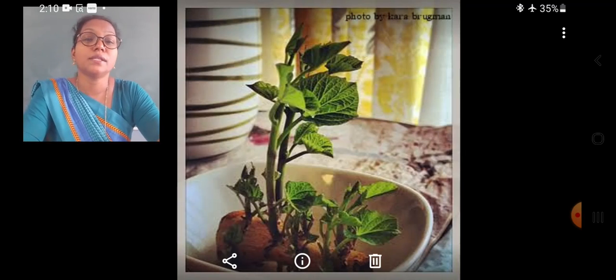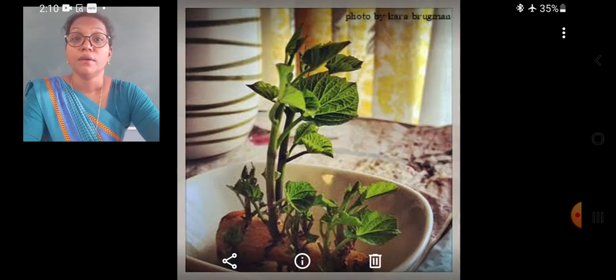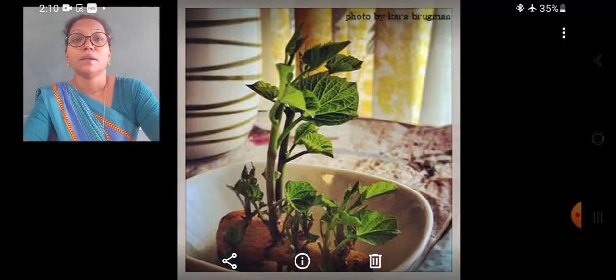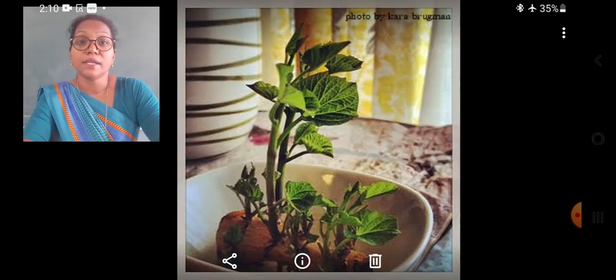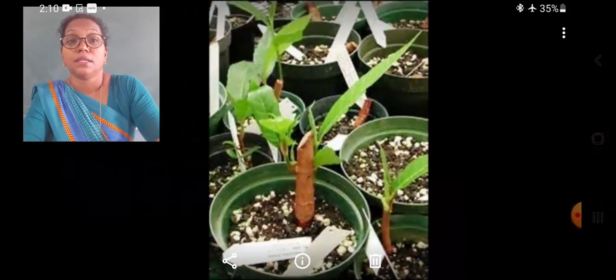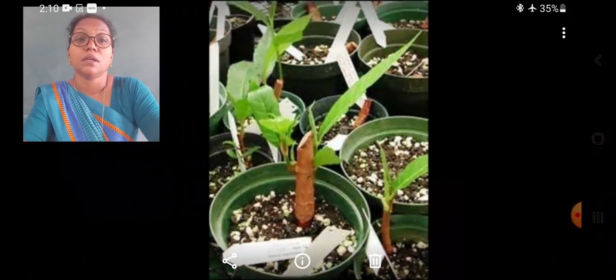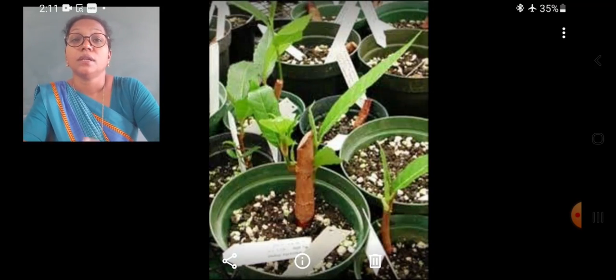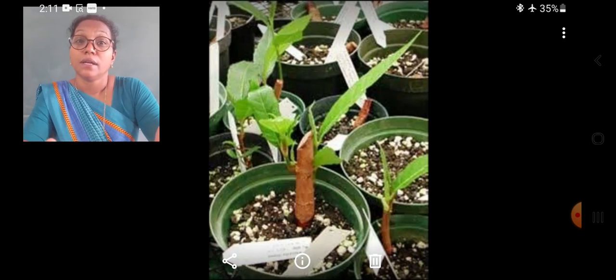In this picture you can see the sweet potato. From this root tuber the buds will develop. When this is cut into pieces and grown in soil, we will get a new plant. The breadfruit, in which the root is cut into pieces and each piece is put in a pot containing moist soil. Slowly you can see that the buds develop from the roots, they grow into new plants.